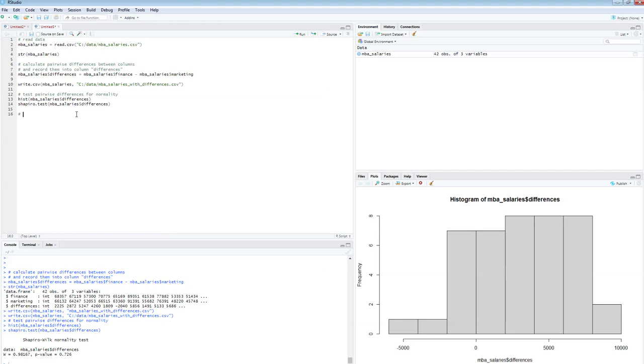Okay, so perform a paired, matched pairs t-test.